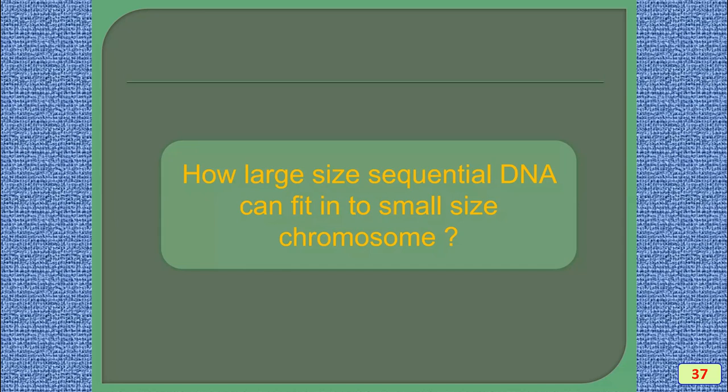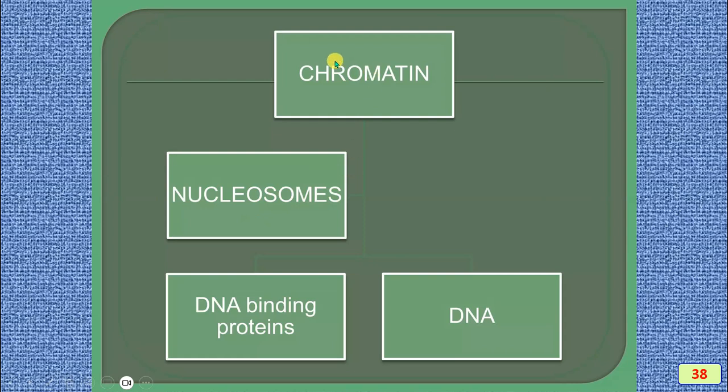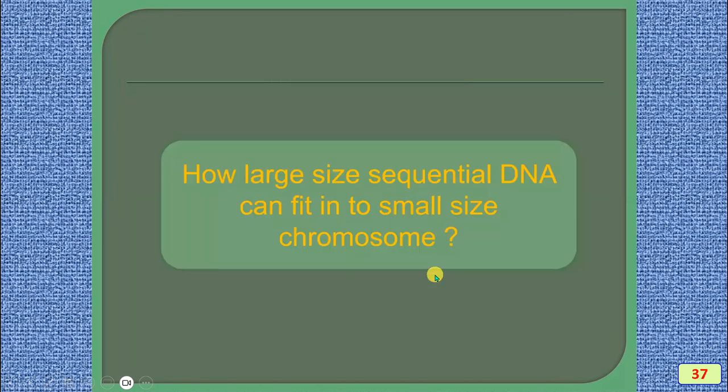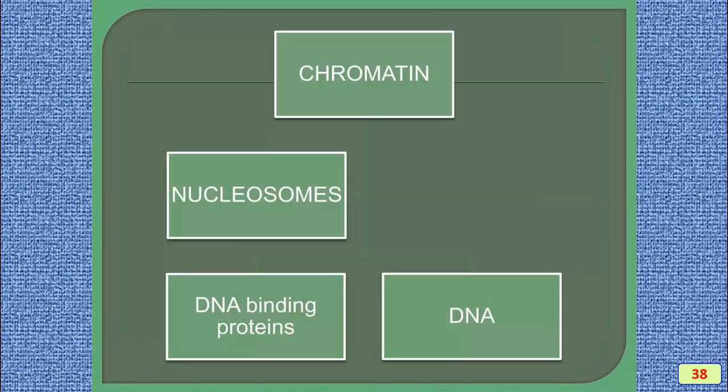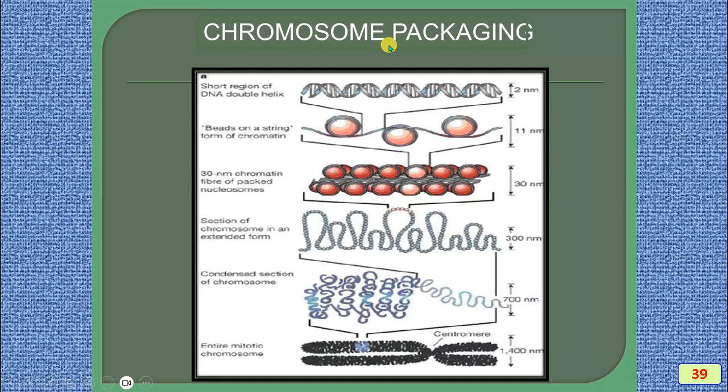So what is the size of a DNA and what is the size of a chromosome? They contain chromatin, nucleosomes, DNA binding proteins, and DNA. So these are all the structures of a chromosome. Deoxyribonucleic acid with the DNA binding proteins, and the nucleosomes are present, and ultimately they are present on the chromatin. And here you can see the chromosome packing.